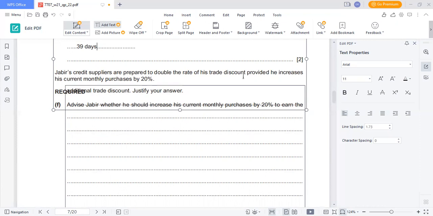It is of 5 marks. So we'll write 2 points in favor that he should purchase, 2 points against that he shouldn't purchase by 20%, and 1 mark for the evaluation.